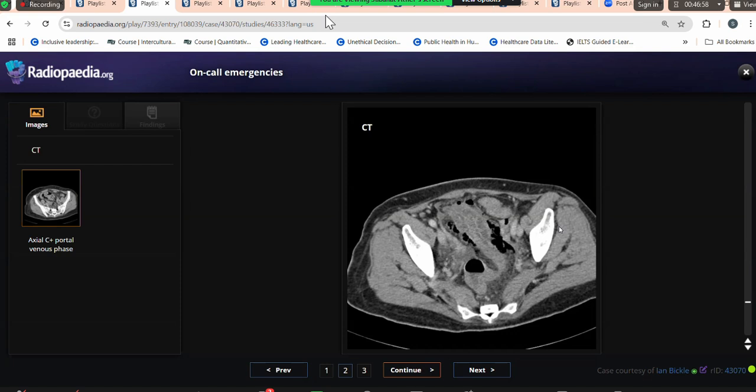What will you do next? In this case, I would urgently discuss the findings with the referring clinician, and I would pick up the phone and urgently inform the surgical team of perforation and free intraperitoneal air. And I would discuss regarding laparotomy, as it is a surgical emergency.